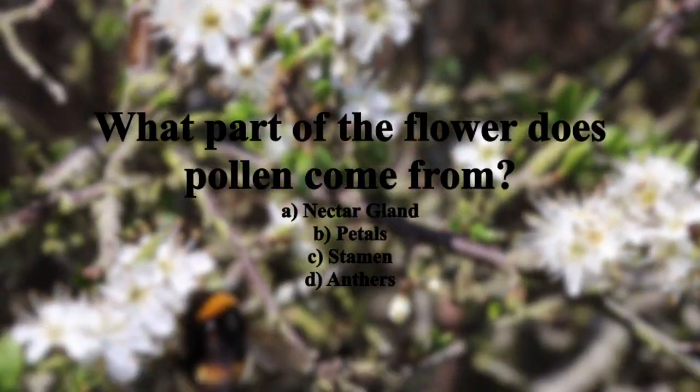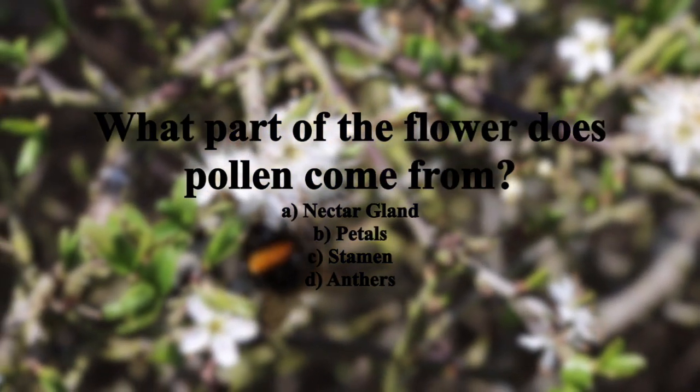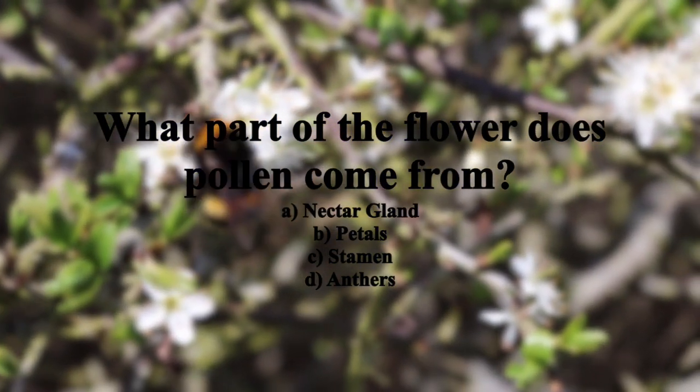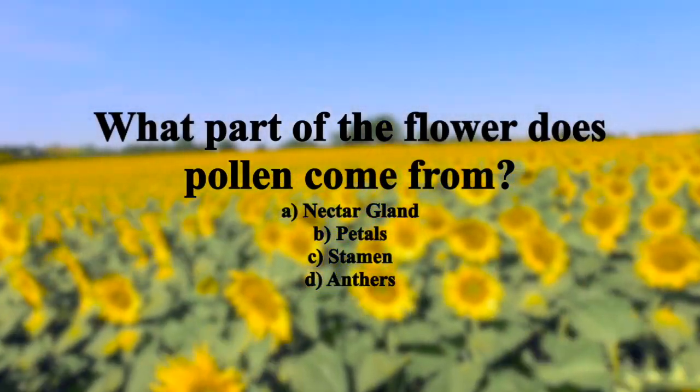Two. What part of the flower does pollen come from? A. Nectar gland, B. The petals, C. Stamen, or D. Anthers?